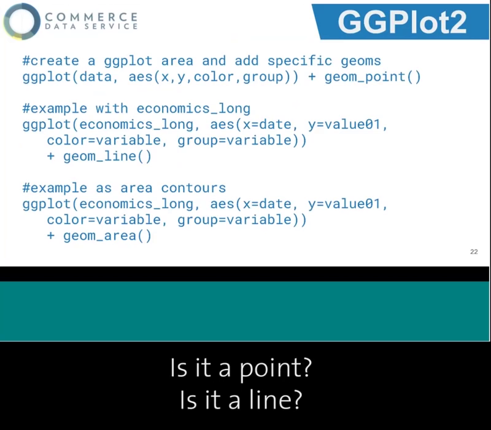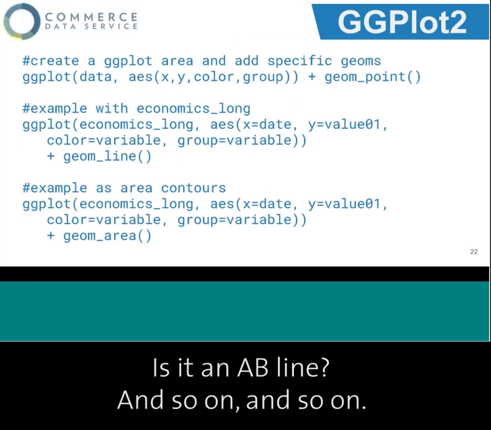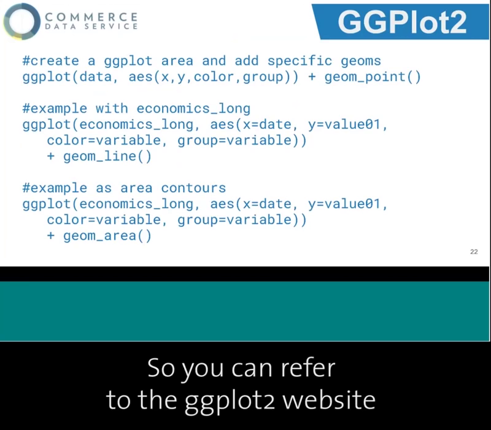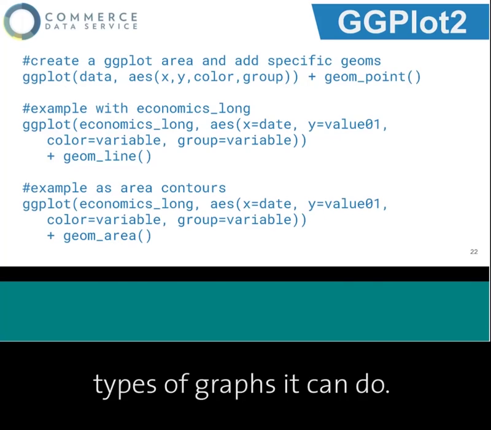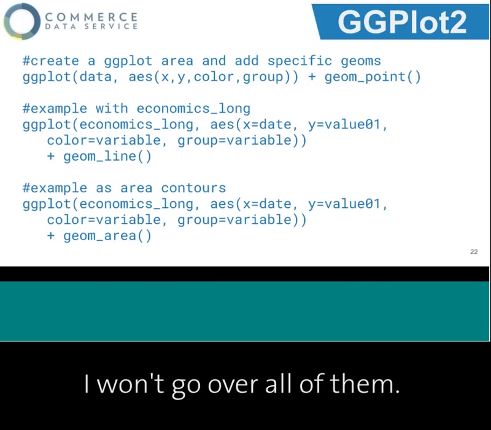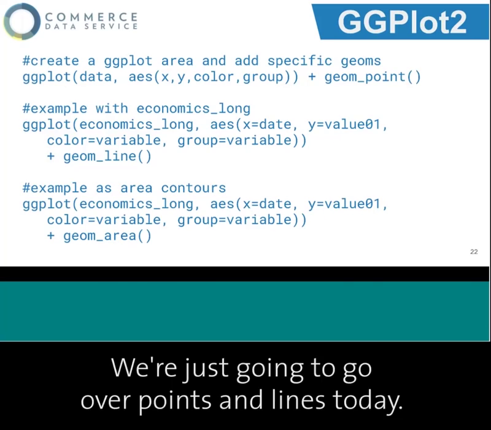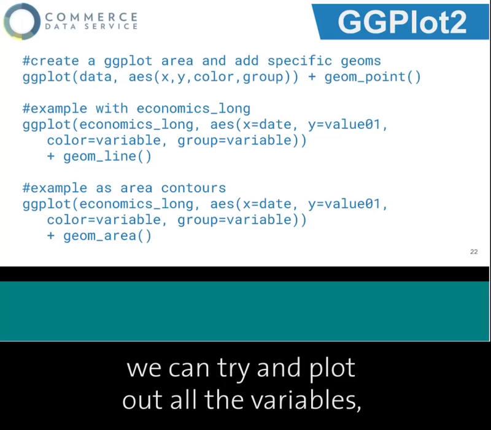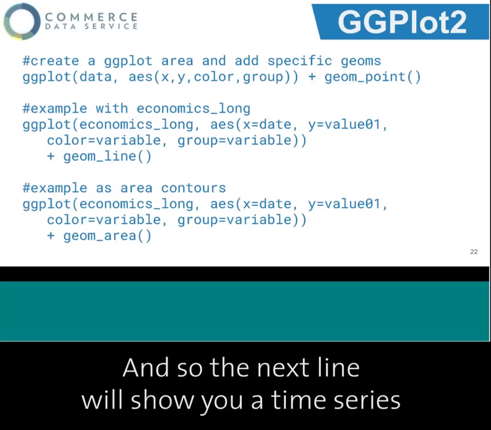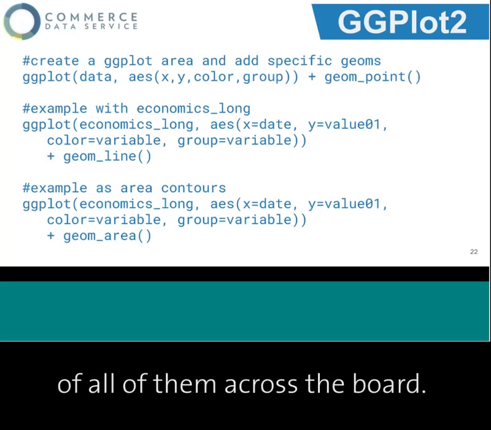Is it a point? Is it a line? Is it an abline? And so on and so on. So you can refer to the ggplot2 website, and it'll list all the specific types of graphs it can do. I won't go over all of them. We're just going to go over points and lines today. So with our economics_long data set, we can try and plot out all the variables, see what happens. And so the next line will show you a time series of all of them across the board.